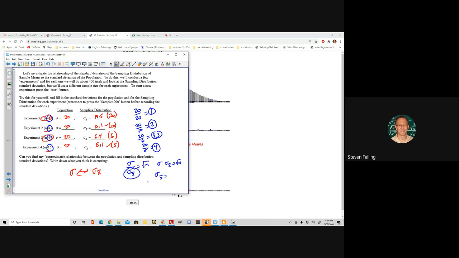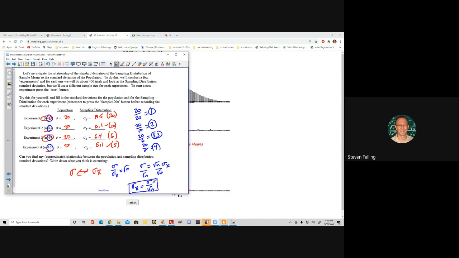Can we get that right? So this part's right. Sigma over sigma x seems to be the square root of n. So if I multiplied, I would have sigma is equal to the square root of n times sigma x. And then if I divided both sides by the square root of n, I would get sigma x bar is equal to sigma over the square root of n. And in fact, that is the formula.